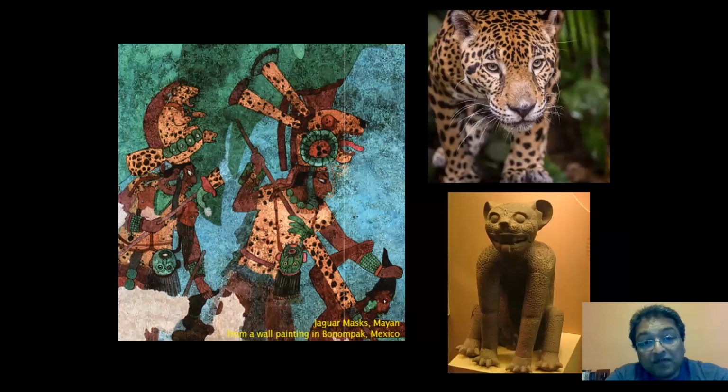They used skins of animals. Jaguar skins were especially preferred by kings. Here you see a king of Bonampak in battle, and he wears, as part of his armor, a jaguar headdress and jaguar cloak. The jaguar, as the main predator in the Mesoamerican area, is something that the kings especially used as a symbol of their power and their authority.